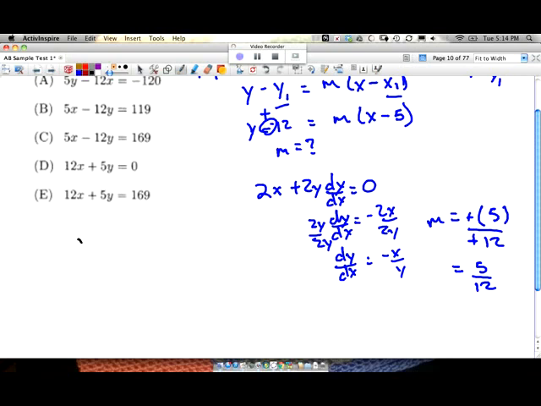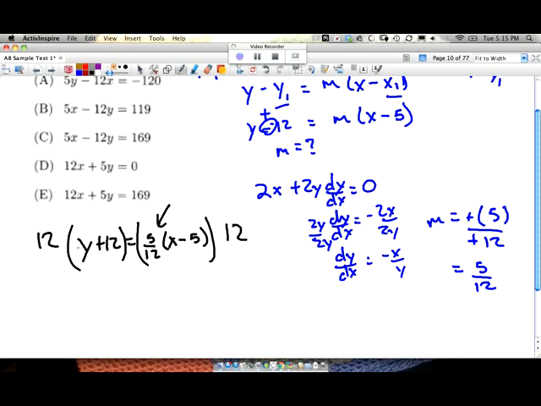Let's plug it in and see what we got. We'd have y plus 12 equals 5 over 12 times x minus 5. No big deal. Wait a second, I don't see any fractions up here, but there's one right here. So how do I deal with that? How do you get rid of denominators? Well, this is just algebra. How do you get rid of denominators?